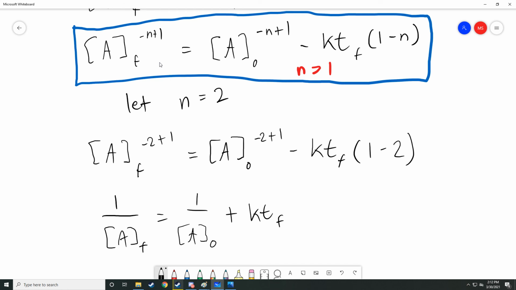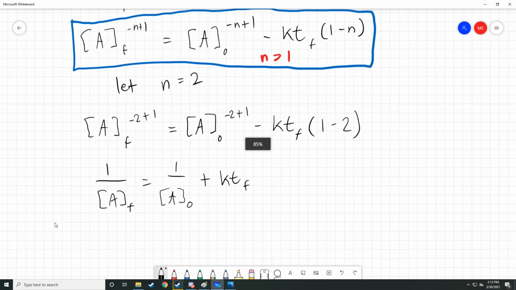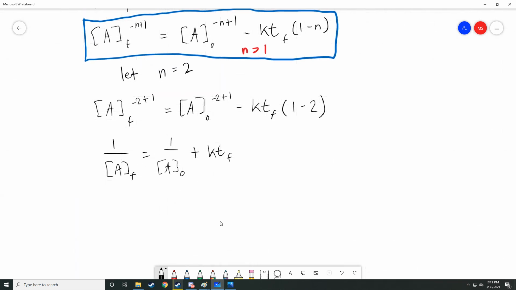Real quick, what I want to do is do one more simplification step. Technically, what we could do is if we really wanted to solve for a final, notice how we have this negative n plus 1 in the exponent there on a final. We could take the root on both sides, and that would perhaps be more simplified. So let's go ahead and do that actually. So we're going to use this, and we're just going to simplify a little bit. So here we'll take the root of negative n plus 1.